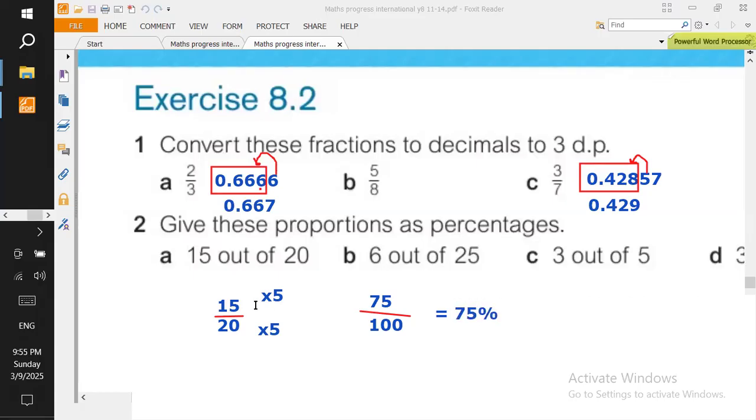Or I can use the calculator, just take 15 over 20 and multiply by 100. So 15 over 20 times 100 is 75%. Now, that's the idea of answering a question like this. So we write these as a proportion and then as a percentage. Okay. Now, let's move on.